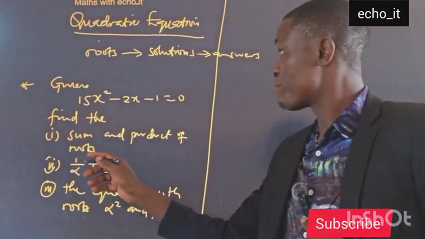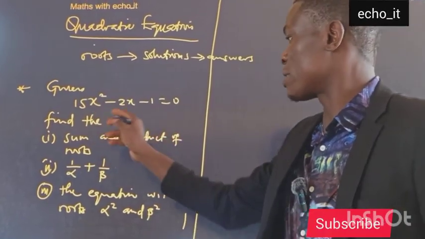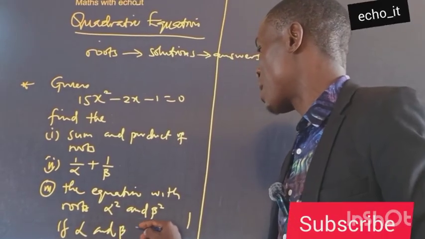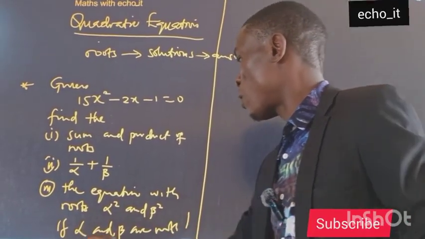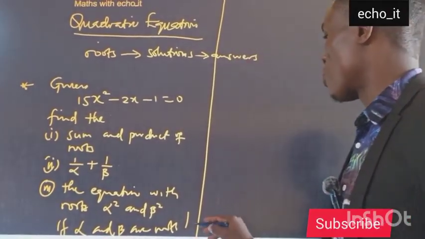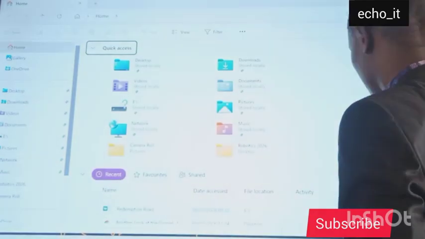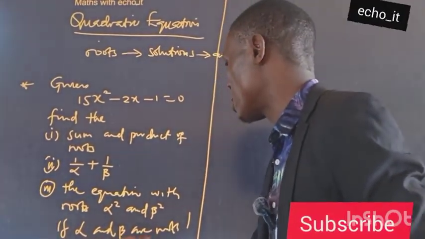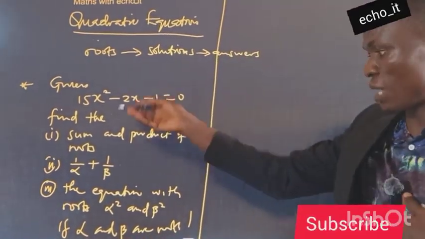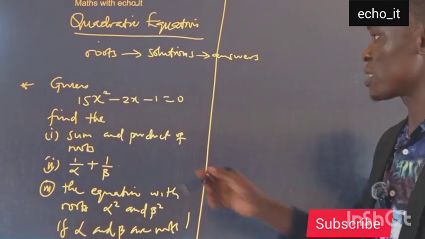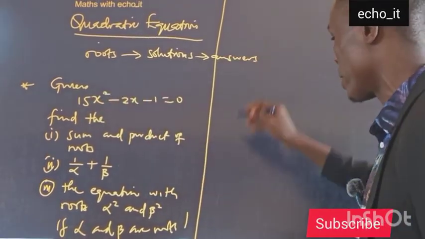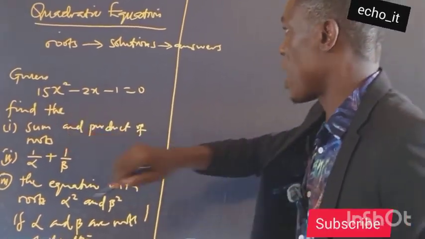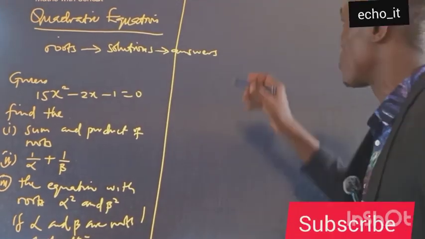So once you understand that the condition is that alpha and beta are roots of the equation. So that's a condition. If you have this, how will you solve this problem? Let's start with the first one. For the first one, let me shift this a bit. The first one, we have to find the sum and product of roots.